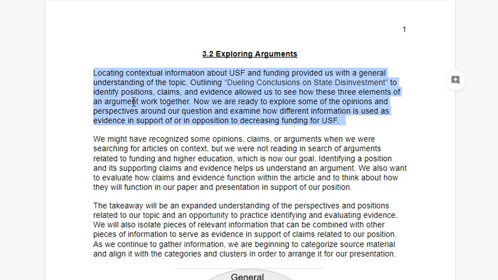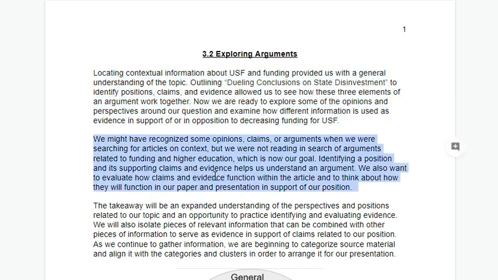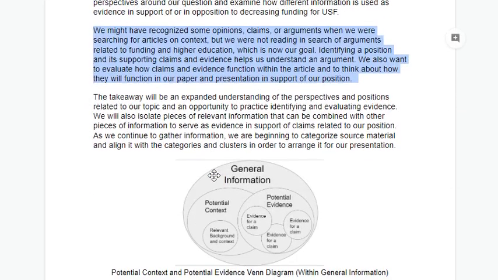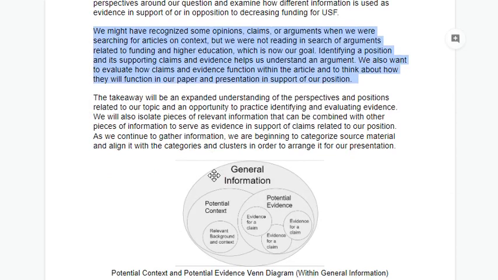Now we are ready to explore some of the options and perspectives around our question and examine how different information is used as evidence in support of or in opposition to decreasing funding for USF. We might have recognized some opinions, claims, or arguments when we were searching for articles on context, but we were not reading in search of arguments related to funding in higher education, which is now our goal.